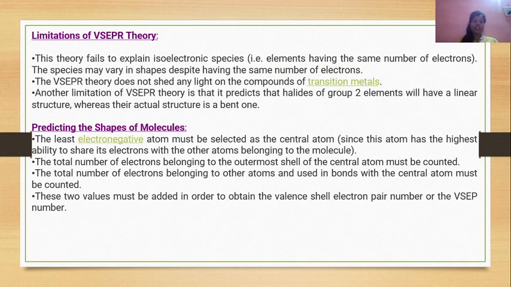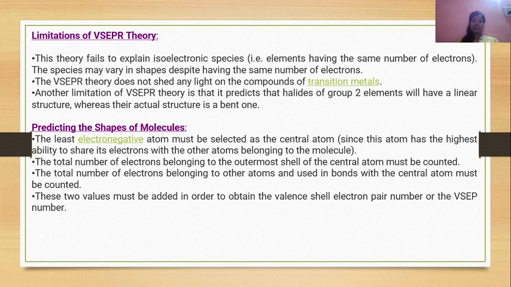Now, the limitations of the VSEPR theory. This theory fails to explain isoelectronic species, the species which have the same number of electrons. Isoelectronic species means species having the same number of electrons. So VSEPR theory doesn't explain the shape of this type of molecules which are isoelectronic to each other, and the species may vary in shape despite having the same number of electrons.